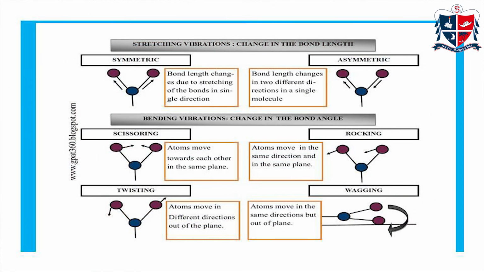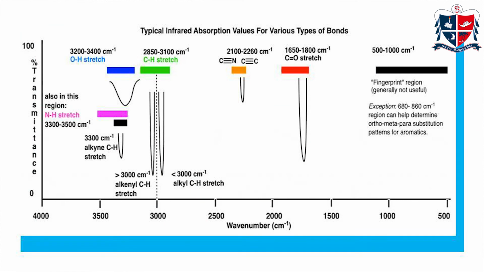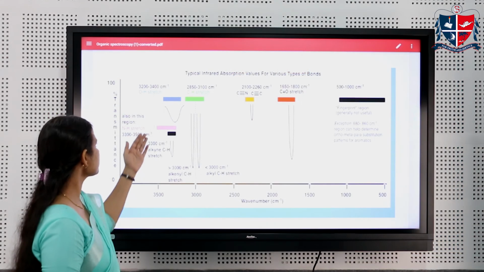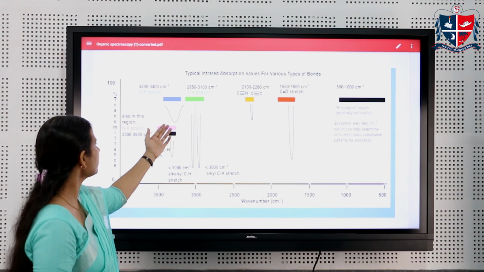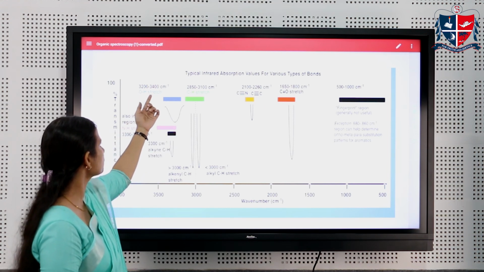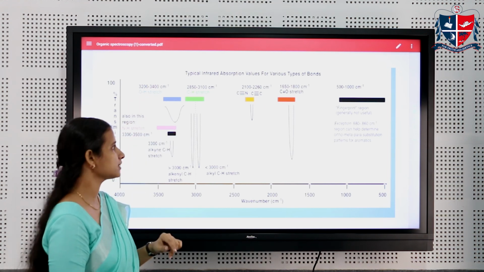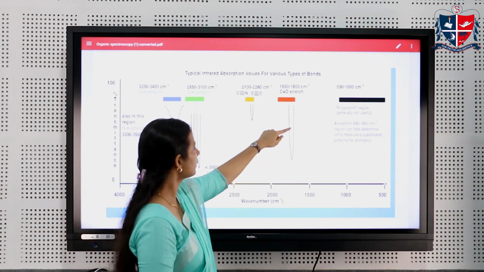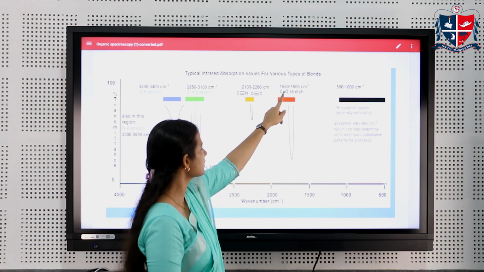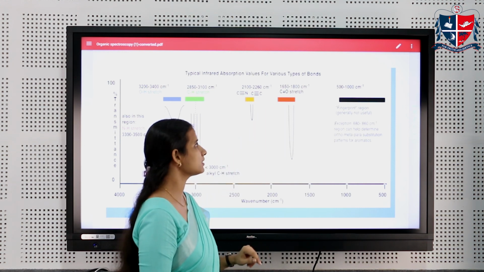These are different stretching and bending vibrations occurring in a molecule as a result of infrared radiation. And this chart gives the typical infrared absorption values for various types of bonds. For example, in the case of OH stretching, we will get a broad peak in the range 3200 to 3400 centimeter inverse. And in the case of carbonyl stretching, we will get a sharp peak in the range 1650 to 1800 centimeter inverse.